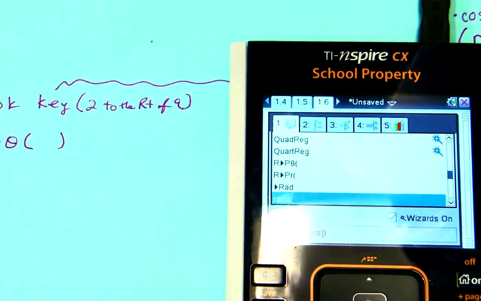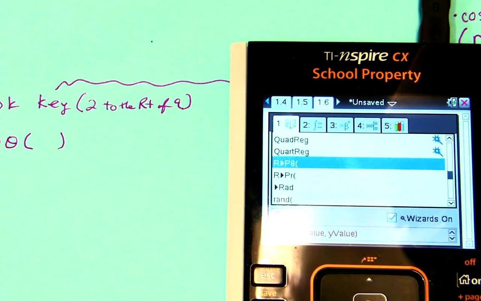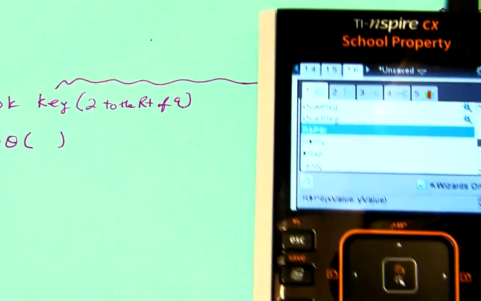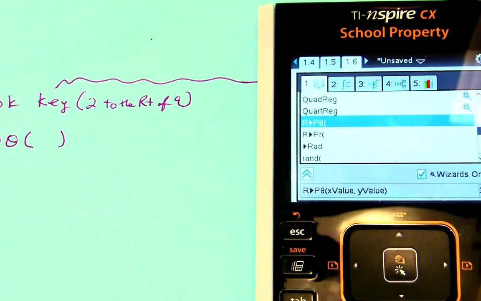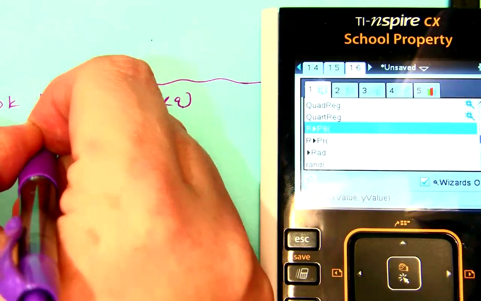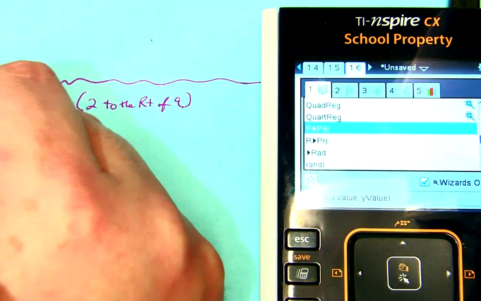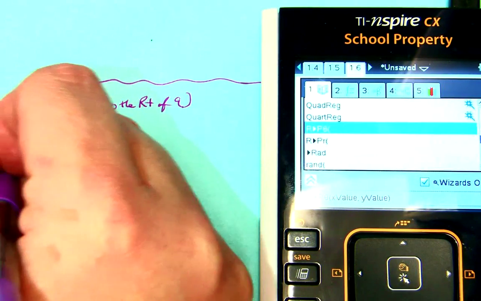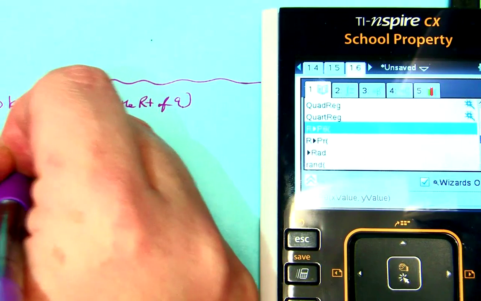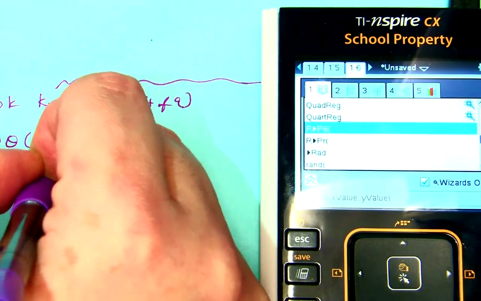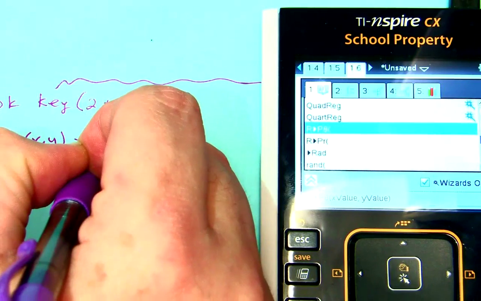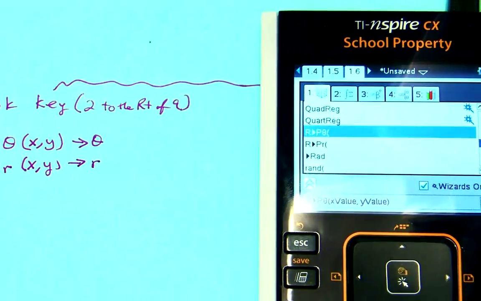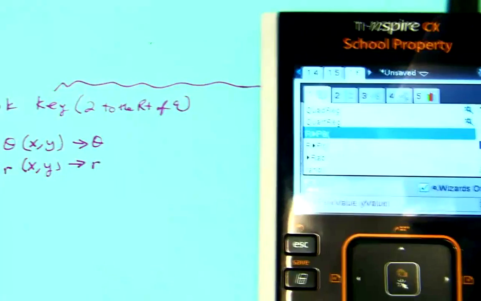And in the parentheses, you can see x value, y value. So this is going to be xy. And then we'll have R, P, R, xy. This is going to get you theta. This is going to get you your R value. And xy is just going to be your coordinates.